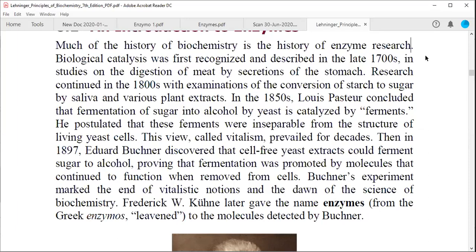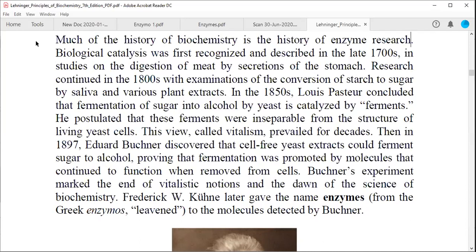So most of the history of biochemistry is the history of enzyme research. And I have heard that earlier, up to the 1980s, if you were able to recognize, characterize and crystallize a particular protein or enzyme, you would be able to get your PhD degree. It was like that. But now it is becoming difficult as more and more research is happening in the field of science.